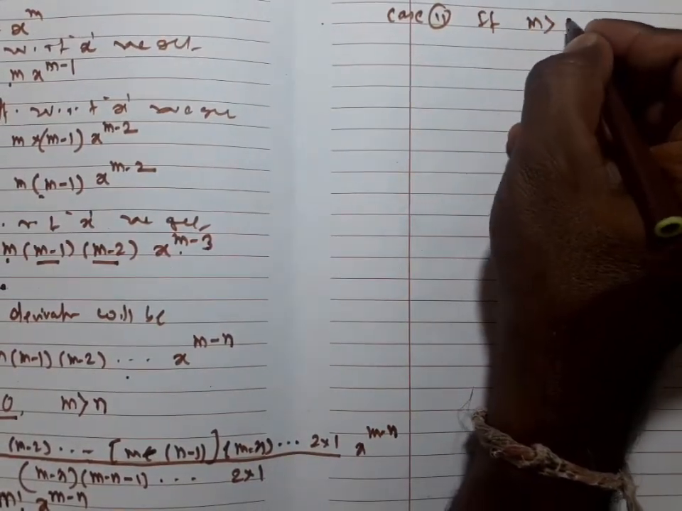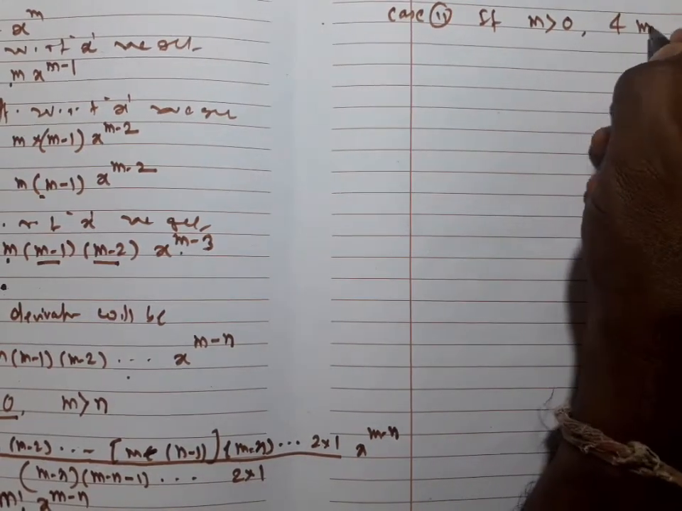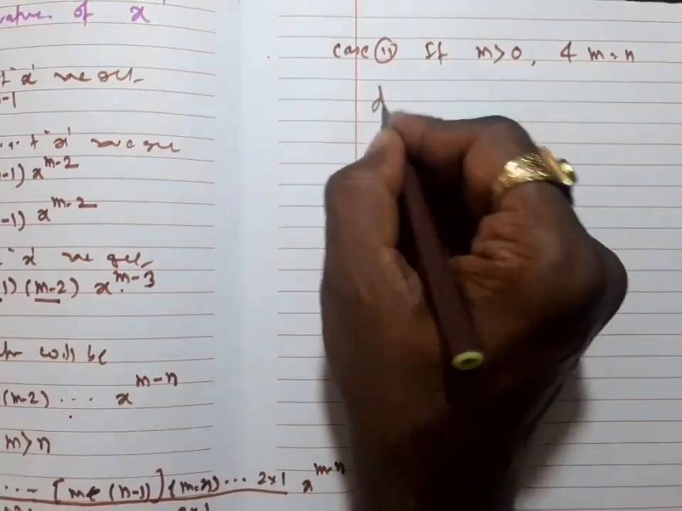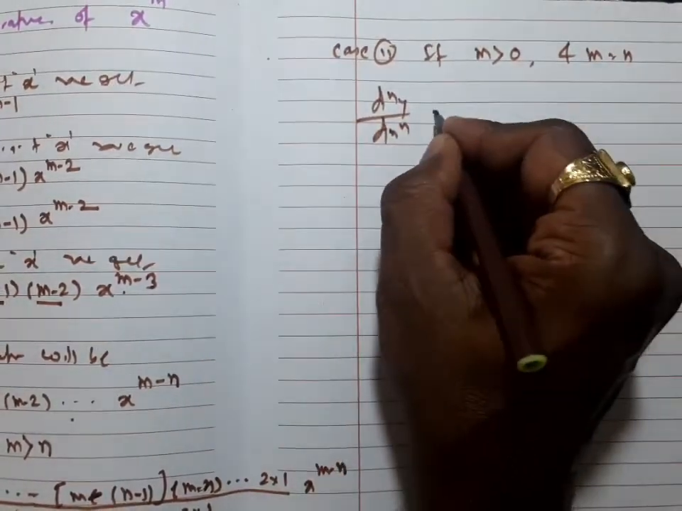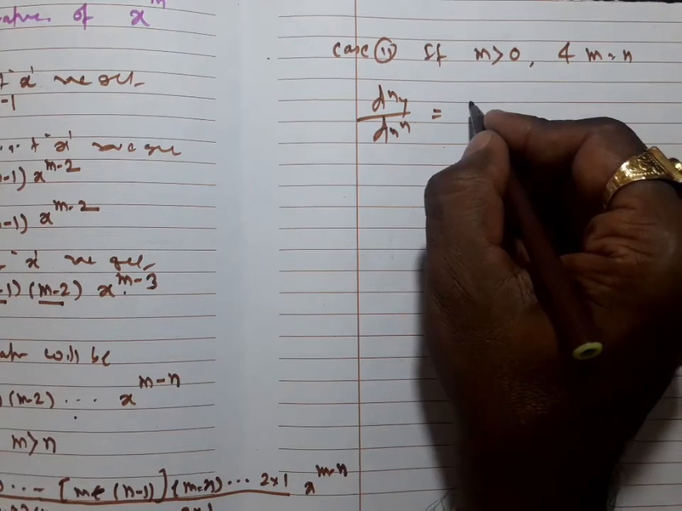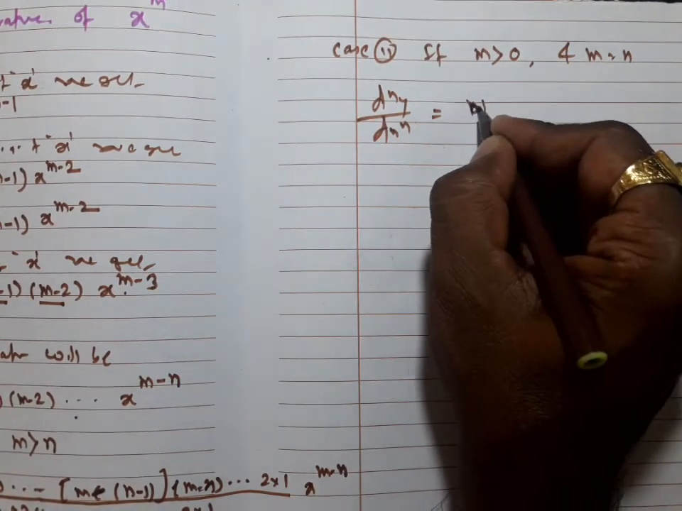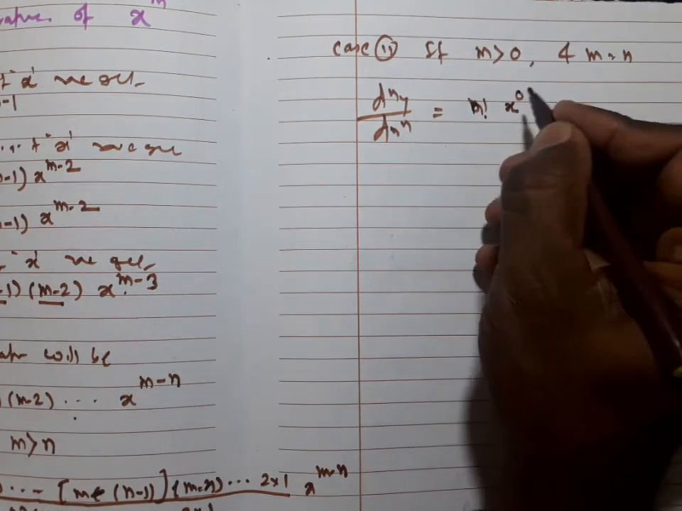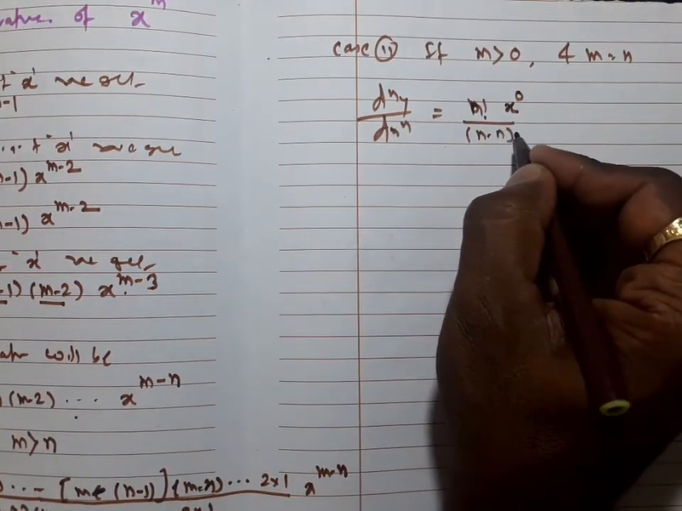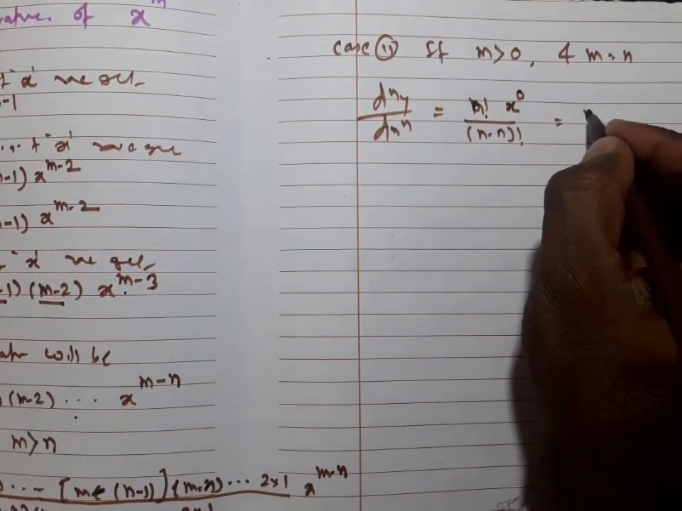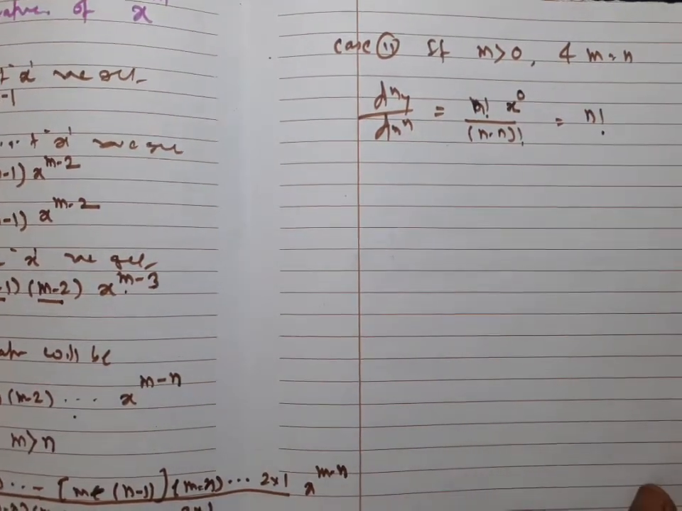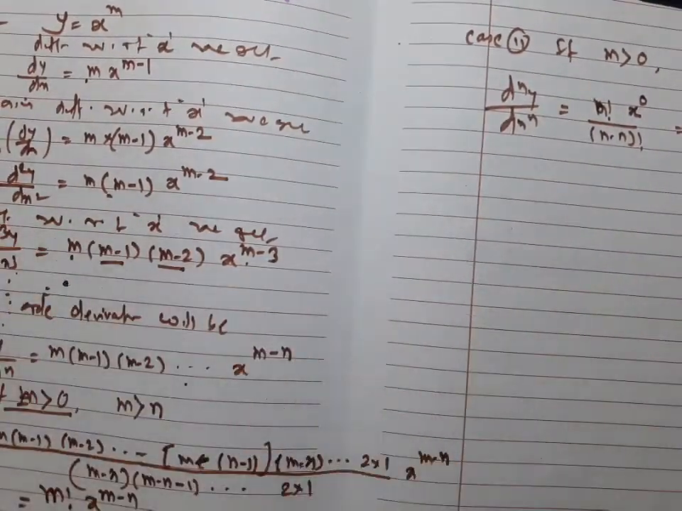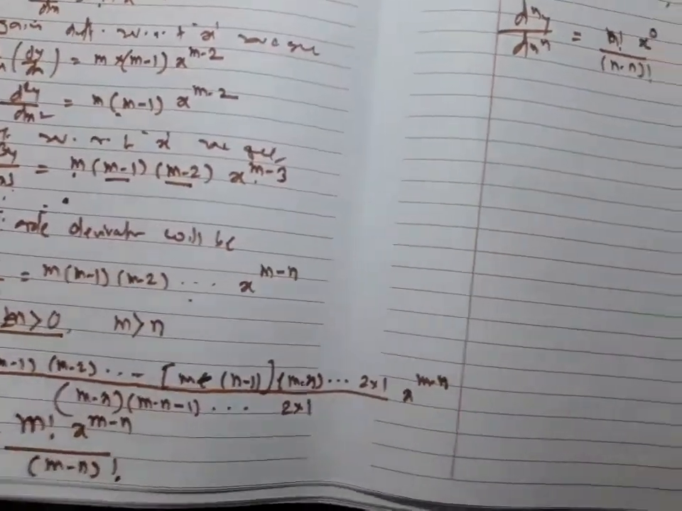If m is equal to n, then dny by dx raised to n will be n factorial x raised to 0 upon n minus n factorial, that is simply n factorial. So these are two cases because there is no condition about m and n, whether m is greater than n or n is greater than m. So this is the nth order derivative.